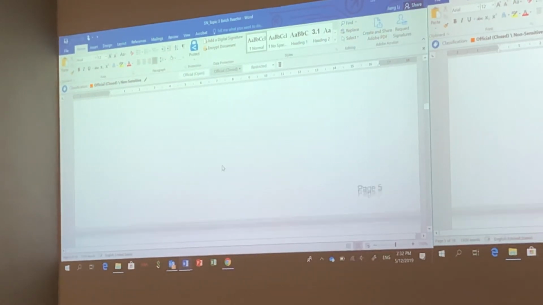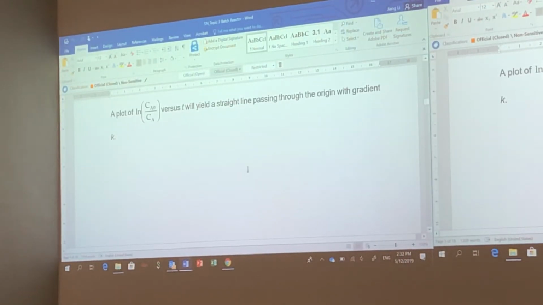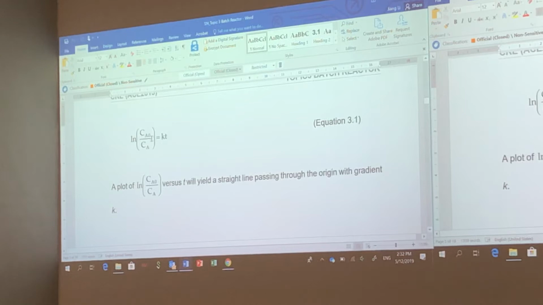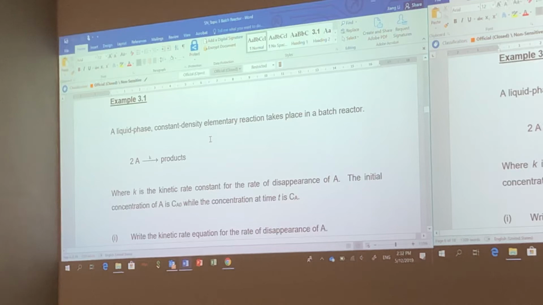Then you need to know how to plot. So for first order, what is the graph you need to plot? You need to plot log CA naught over CA versus time. It will be a straight line that passes through the origin. Then we also have second order, and any other orders.